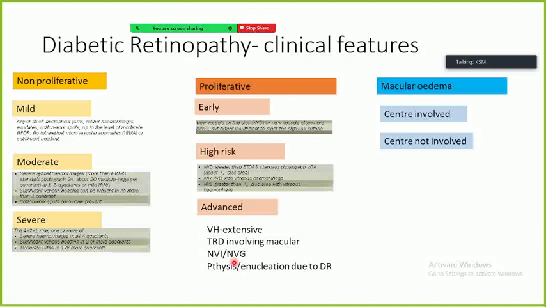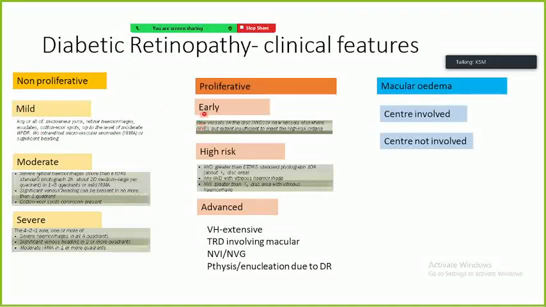You can classify it into non-proliferative, proliferative, and macular. Macular edema is when the macula is involved without much involvement of the periphery, but it's still more symptomatic. It might be center involved or center not involved. Non-proliferative retinopathy has mild, moderate, and severe. And proliferative has early, high risk, and advanced proliferative retinopathy.